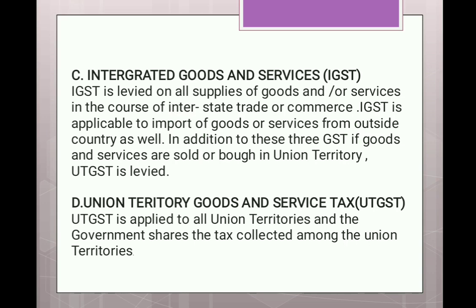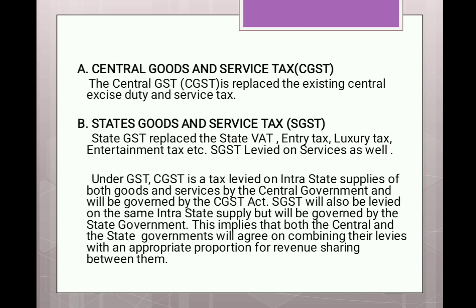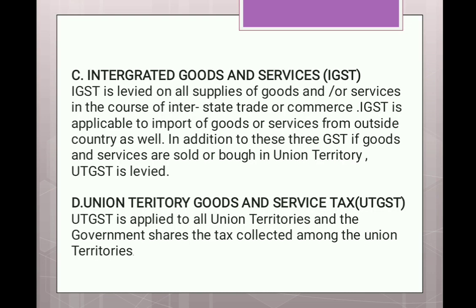To conclude, CGST and SGST is applicable when the transaction is made within the same state, and whatever the tax is collected, it is divided into CGST and SGST equally. And IGST is applicable when the transaction is made between states, and UTGST is applicable when the transaction is within the same union territory.